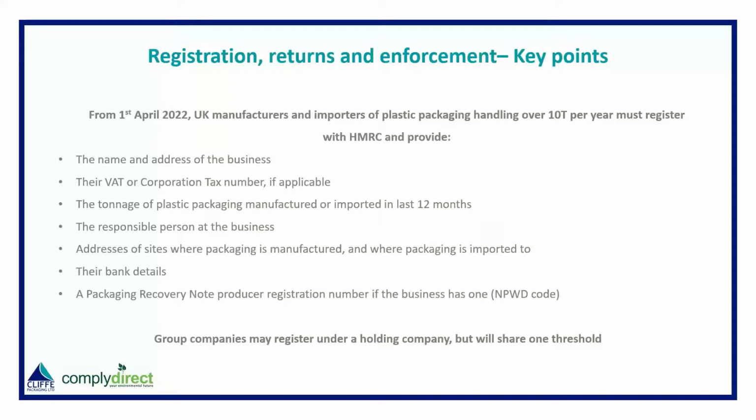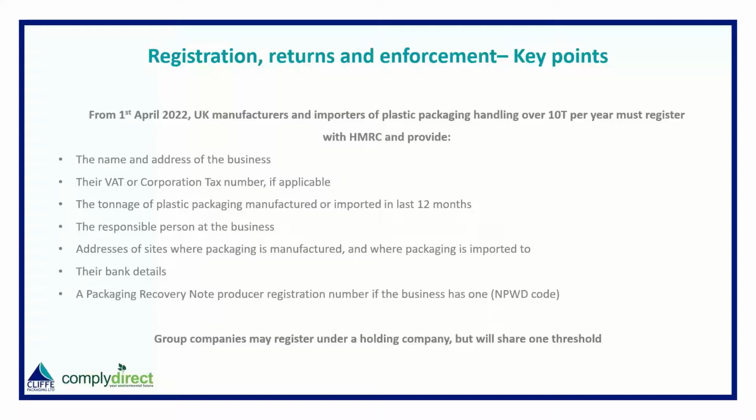So you've got the basic business information, so name and address, VAT or corporation tax number. Then you'll have to provide information on the tonnage of packaging that you've handled in terms of plastics over the last 12 months. You will have to assign a responsible person at the business who will be required to oversee that the plastic tax requirements are met. And you'll also be required to provide addresses of sites where packaging is either manufactured or imported into. Bank details will obviously have to be on there as well for the purposes of payment of the tax and receiving of any credits.